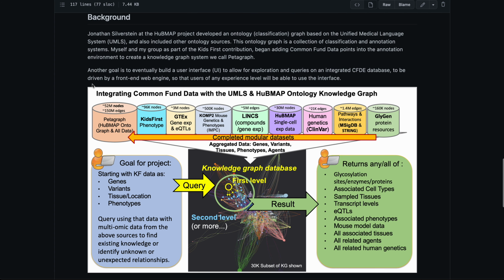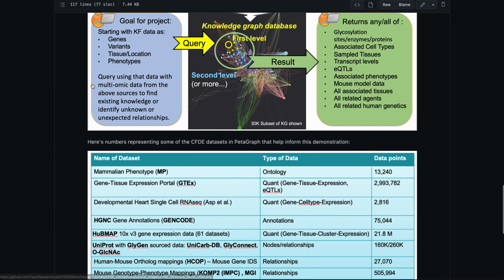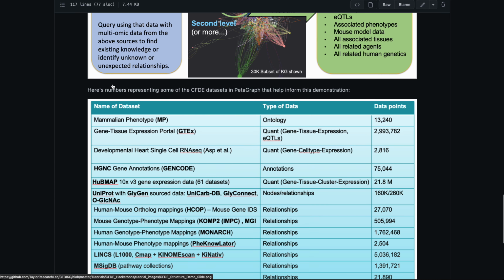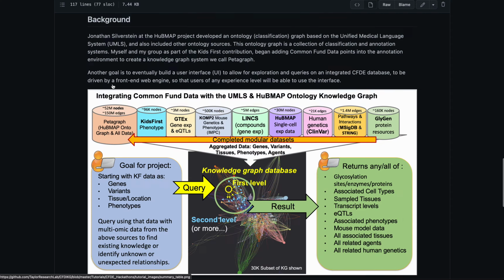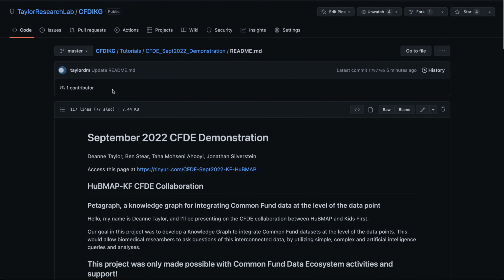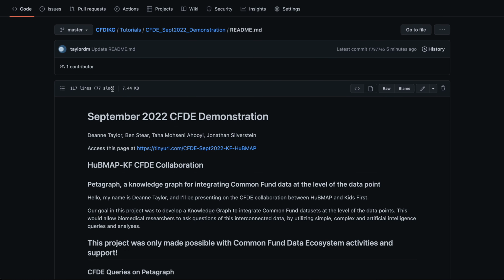There is some background information here on all the different types of data that's in this knowledge graph and more supplemental info. If you want to contact me, my email address is taylordm@chop.edu, or you can also access this page here at this location and contact us through GitHub.